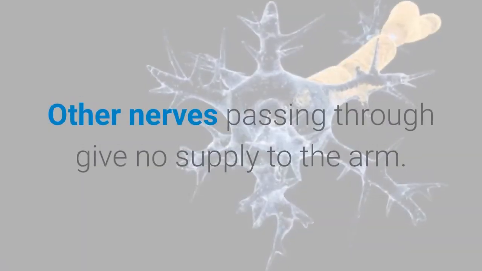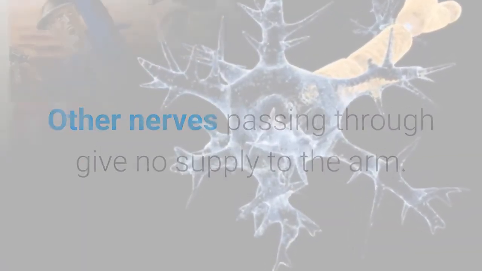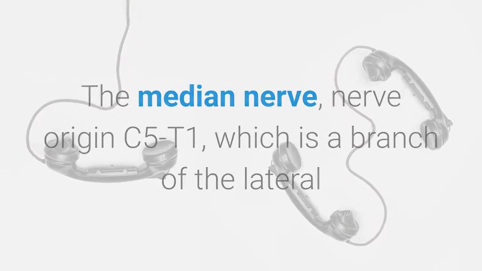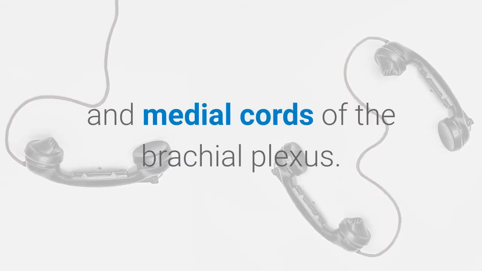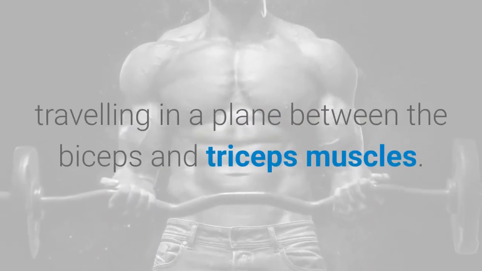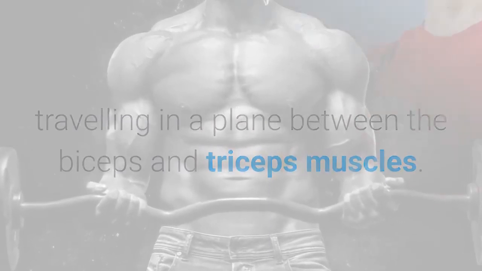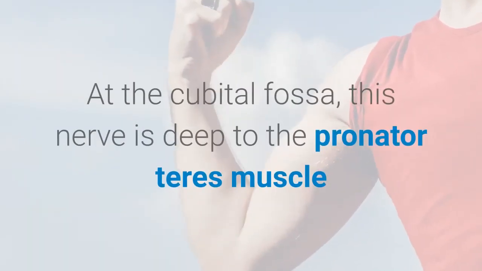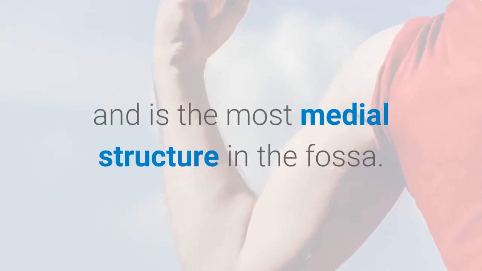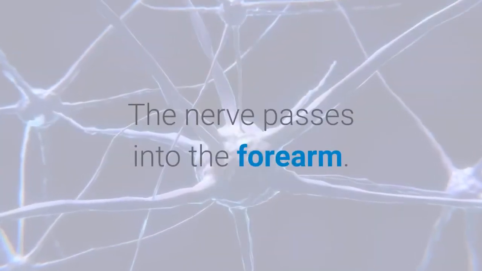Other nerves passing through give no supply to the arm. These include the median nerve, nerve origin C5-T1, which is a branch of the lateral and medial cords of the brachial plexus. This nerve continues in the arm, traveling in a plane between the biceps and triceps muscles. At the cubital fossa, this nerve is deep to the pronator teres muscle and is the most medial structure in the fossa. The nerve passes into the forearm.